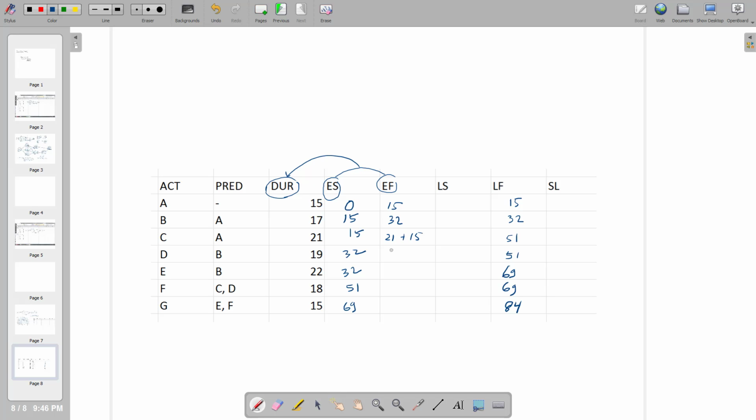21 plus 15, and then this one will be 19 plus 32. This one is 22 plus 32. This one is 18 plus 51. You count it by yourself, okay? And this one will be 15 plus 69.